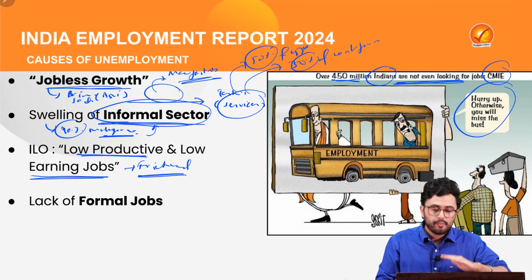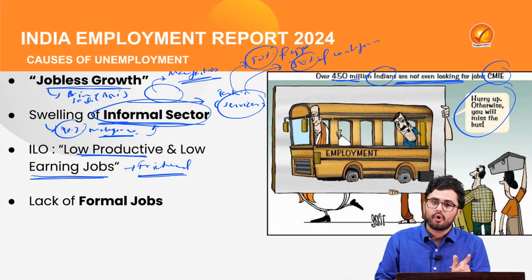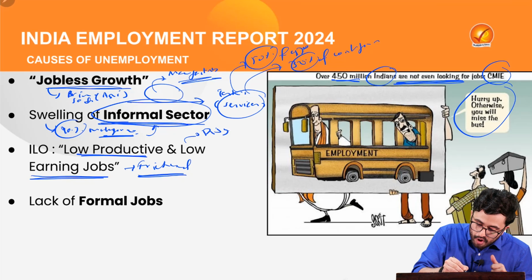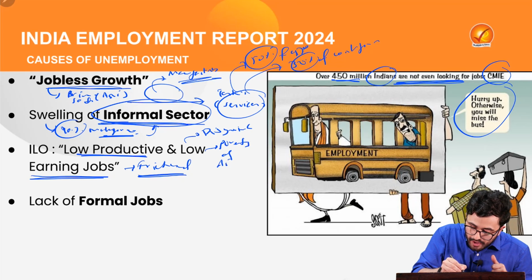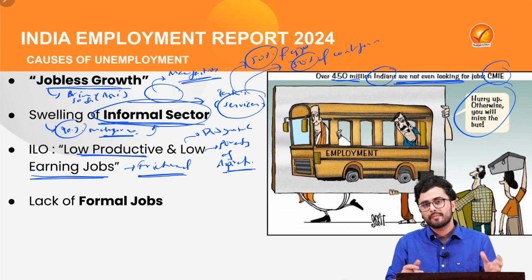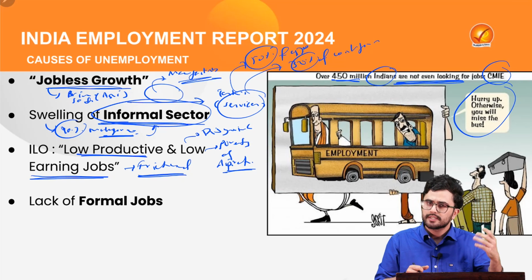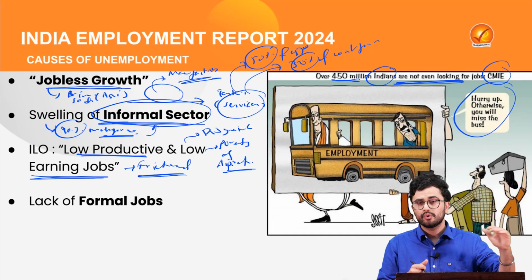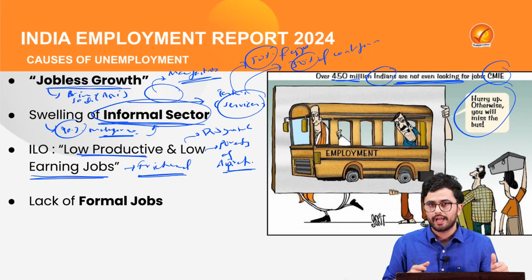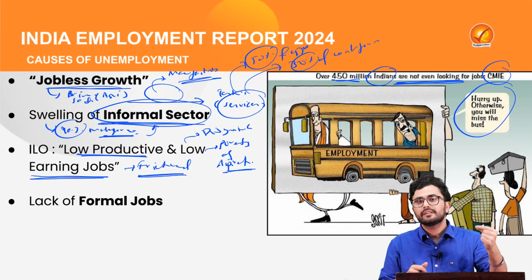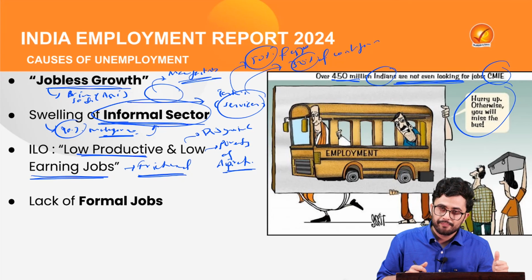Now, these low productivity and low earning jobs lead to issues such as disguised unemployment in agriculture or poverty of aspiration, as recently highlighted by the Chief Economic Advisor to our Prime Minister, who said that there is a large section of youth who are spending years of their life not taking any job, thus waiting for an ideal government sector job.